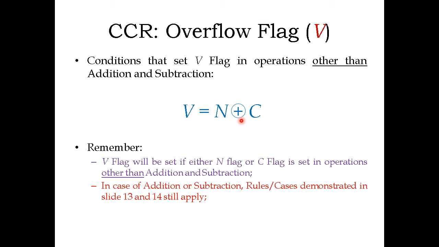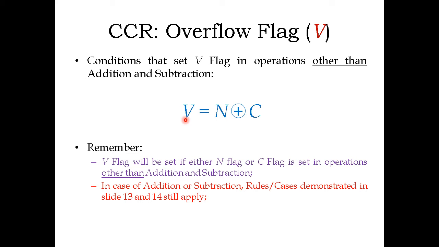Do you remember what the exclusive OR gate is from digital circuit class? Exclusive OR gate gives you high when both inputs are different, meaning the opposite, okay? That means if the N flag is set but the C flag is cleared, or if the N flag is cleared and the C flag is set, then V flag is set.